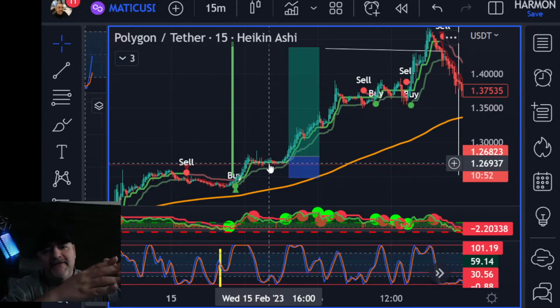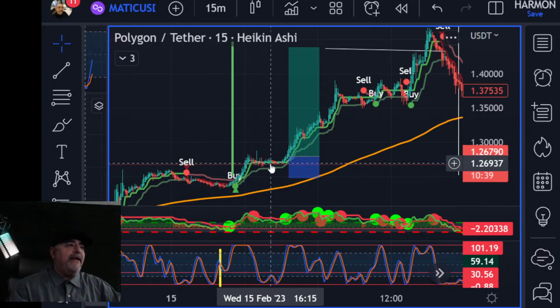Now that you're entering on the 15-minute based off the 1 hour RSI and the 1 hour green moon, you are going to get out of the trade when the 15-minute trend reverses its color. Bada boom, bada bing. Okay, write that down.